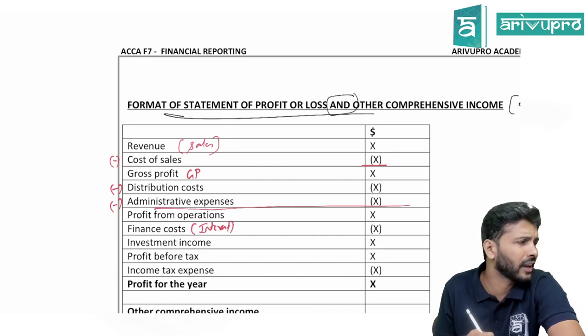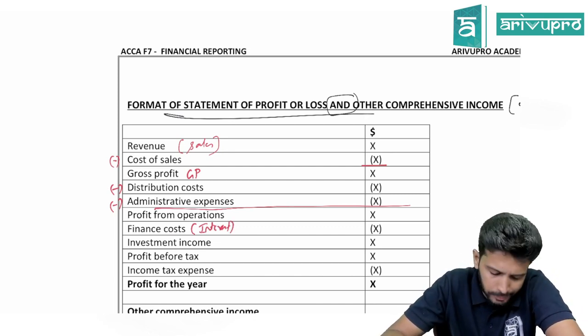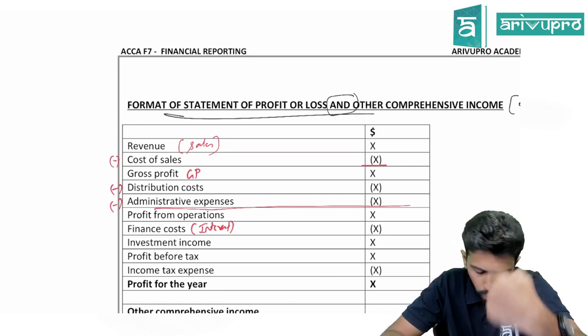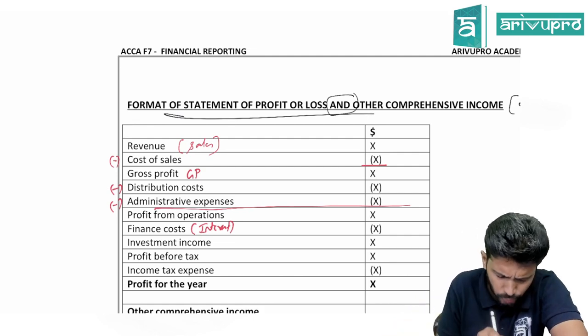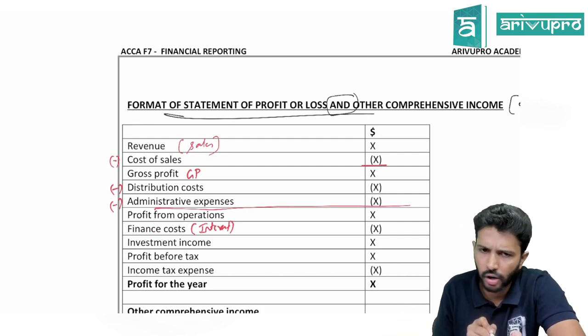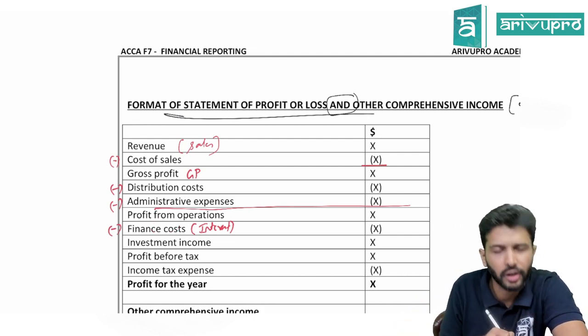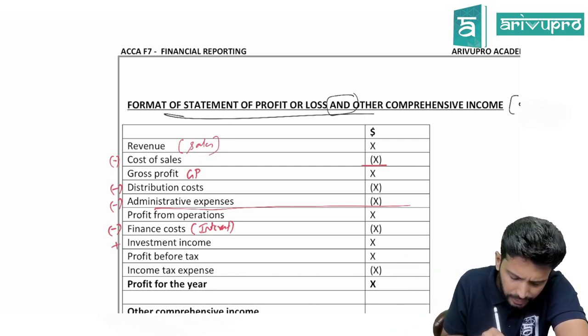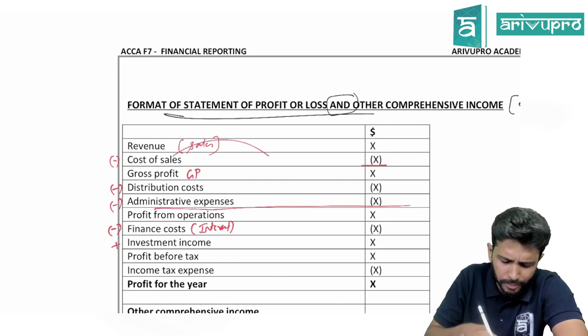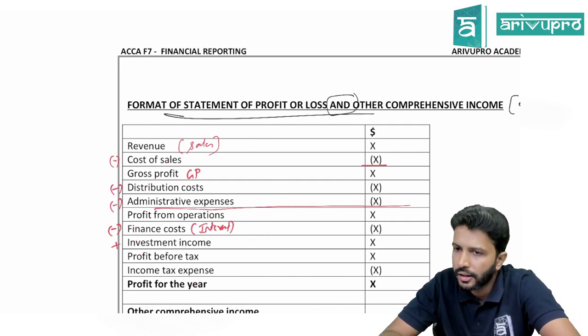From that, if you deduct finance cost, meaning interest. If you have any bank loan or if you have issued any debentures, the company needs to pay interest on those, which we call finance cost. If you have any finance cost or interest charges, reduce it. If you have any investment income, added. All the incomes are basically added up. All the expenses are basically deducted.